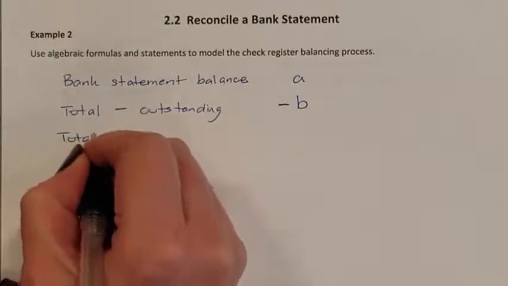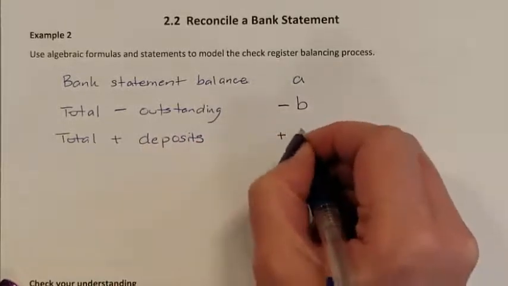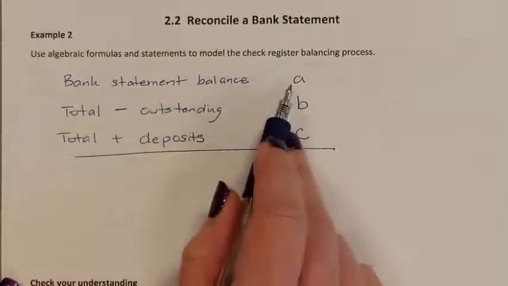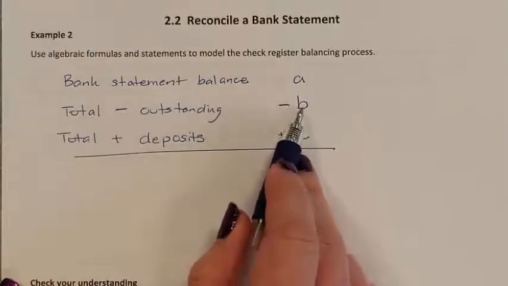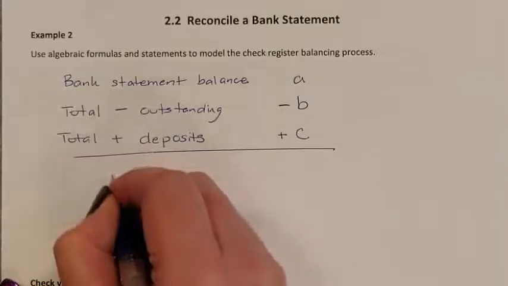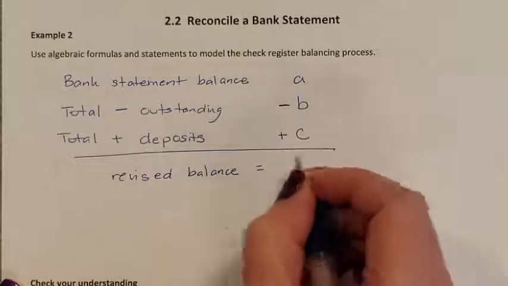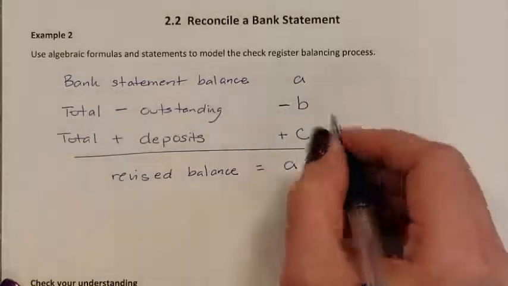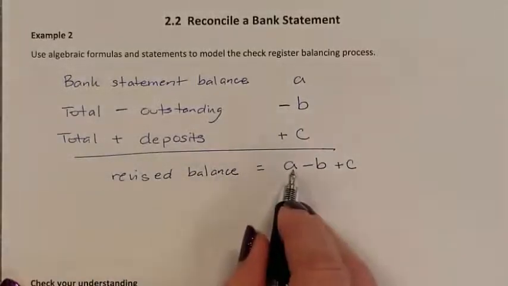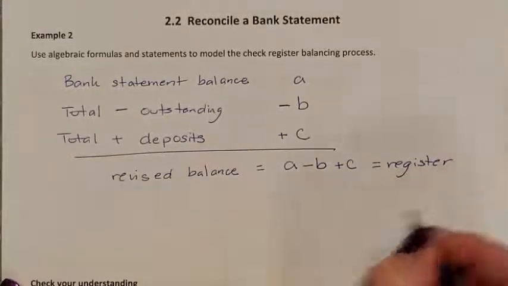Then I always calculated how much my outstanding deposits were. And you always ended up adding whatever those deposits were. We're going to call those deposits C. After all of that, you started with the balance. You subtracted what you were still owing, and you added what you were still depositing. You should end up getting your revised balance. And the revised balance is, I started with my A, I had to take away that B, but I still had the C that I was waiting for. We're hoping that's a revised balance. You are also hoping that this matches whatever is on your register.